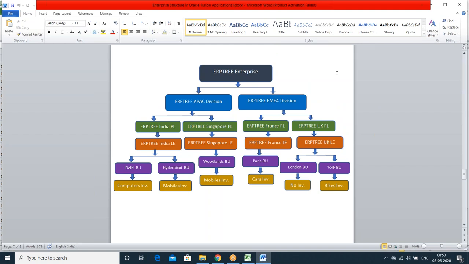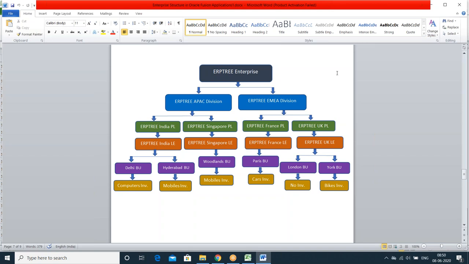This is a simple case. The client is operating the business in four countries and in each country they have a separate registration, and in each country they are doing the business in the respective locations. In India, two locations, Singapore one, France one and UK two locations. So by taking this case, this is how we have to design the enterprise structure for the respective clients.